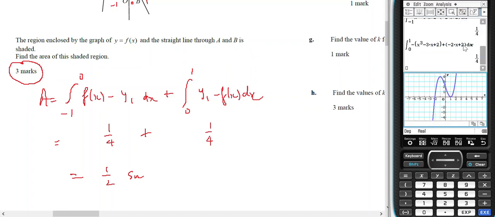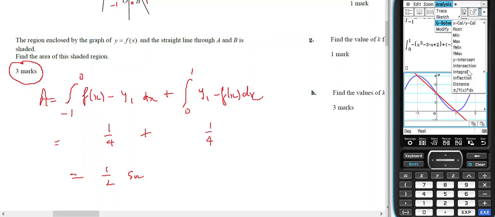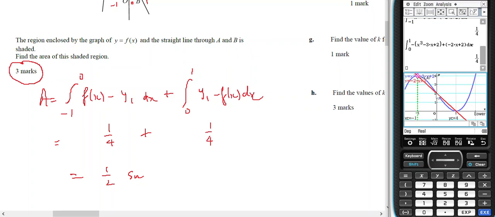Yeah, well, yes, I could. I could have taken my straight line, and if I just zoom around the area, and if I go analysis, G-Solve, integral, intersection, I'm going to accept the first one. I'm going to come to the third one, and it gave me the area to be a half. Perfectly okay as well. However, I did need the integrals to get the full 3 marks.